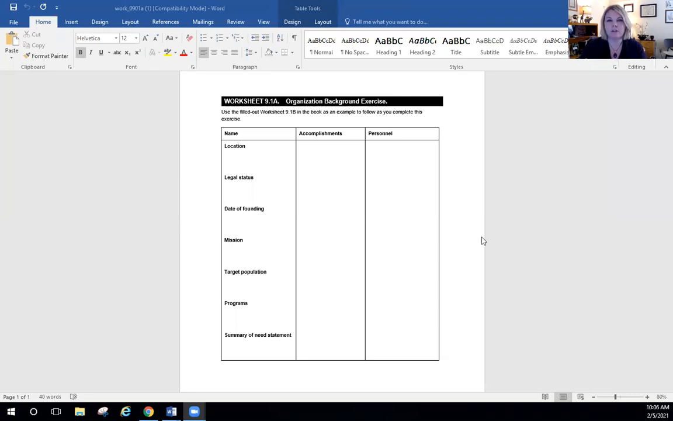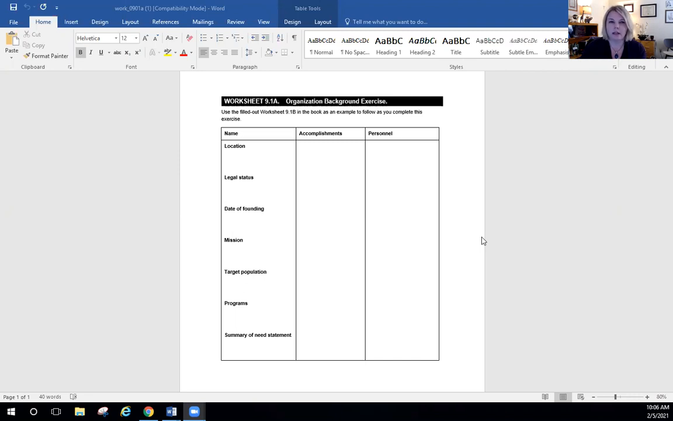Now that you've had your project idea approved, it's time to move on to the next couple steps, which are to identify your organization and develop a letter of intent. So I have skipped forward to worksheet number 9 for the purpose of you to really understand the organization that you're going to be writing the grant for.